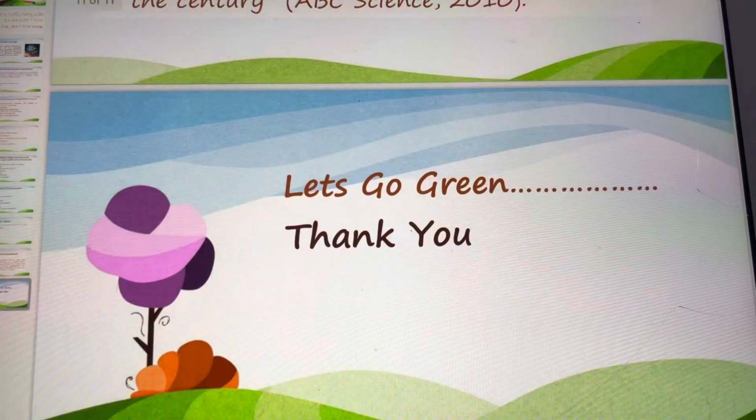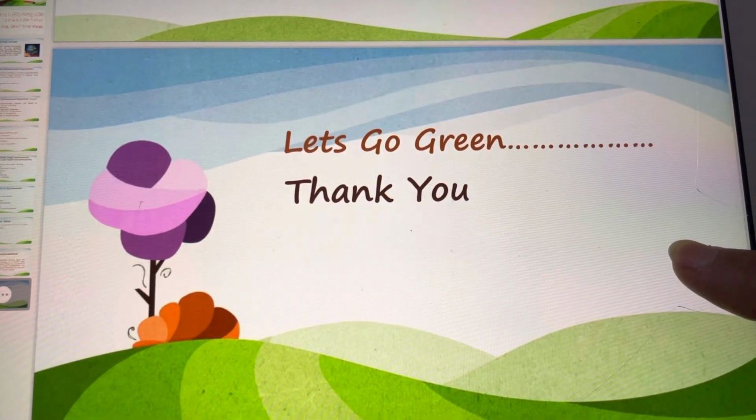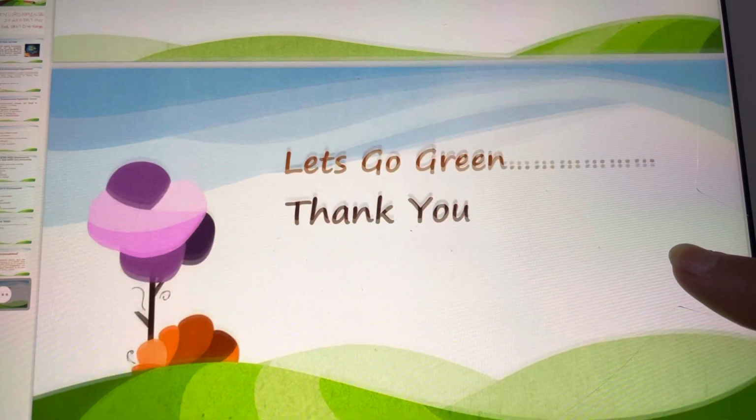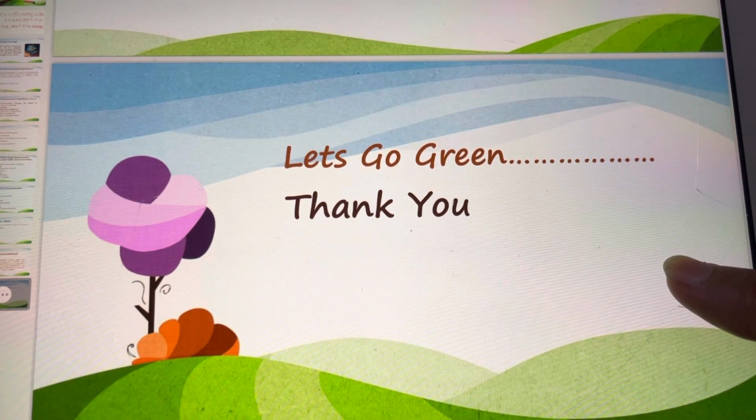So thank you very much, and go green, this is the best policy for that, and that will be helpful for sustaining and saving the environment. If the environment will sustain, we will also survive.